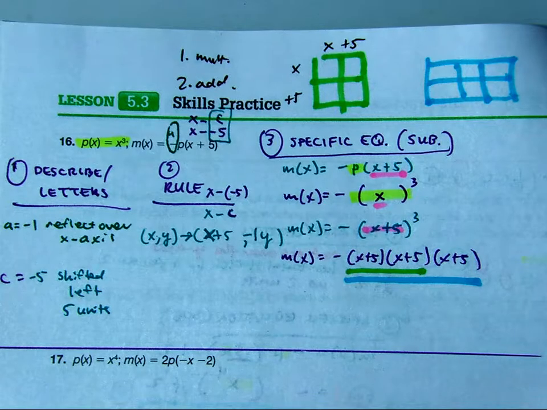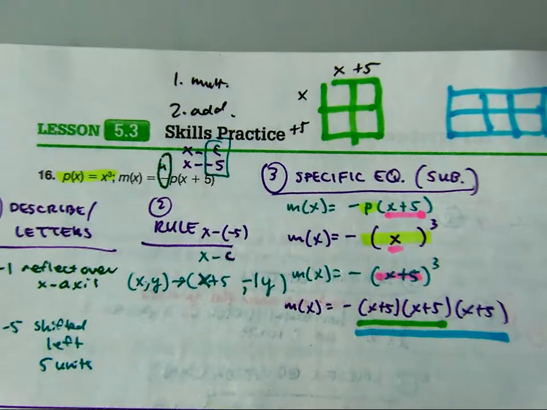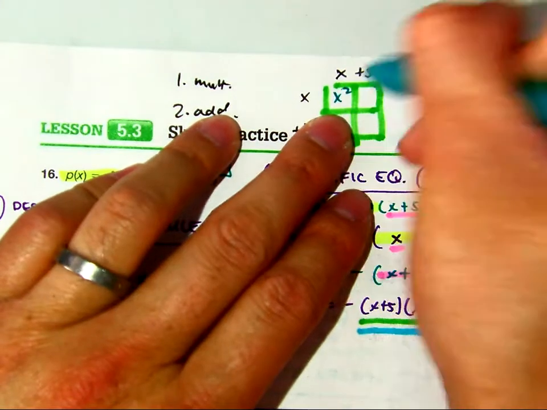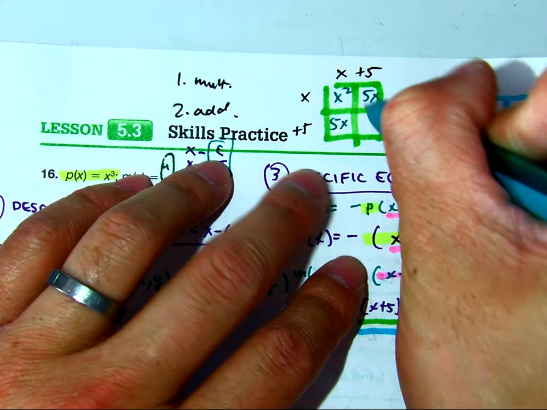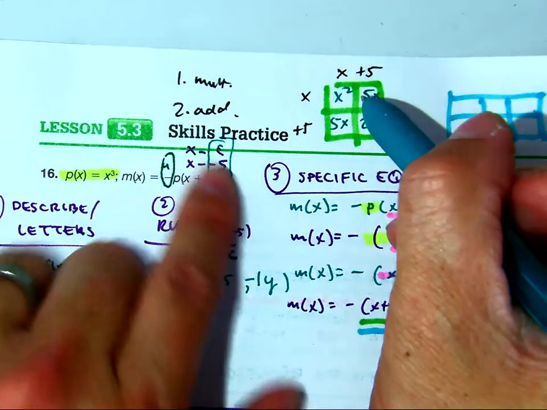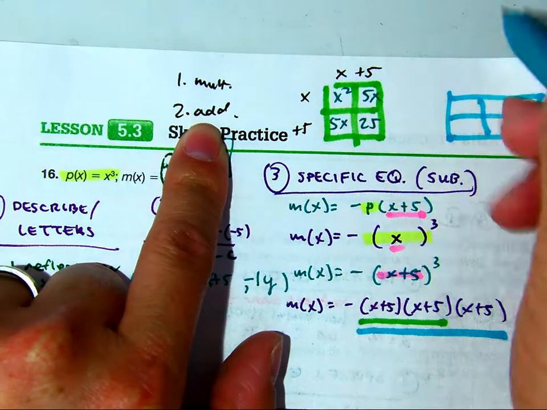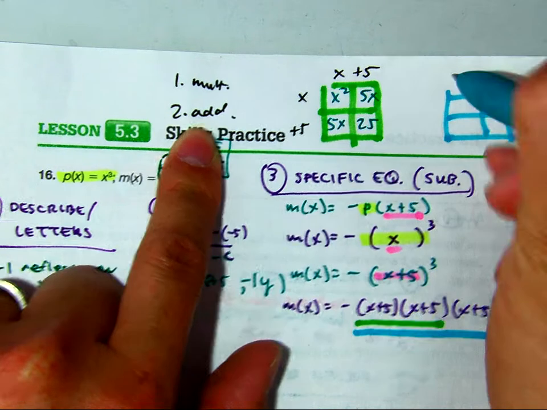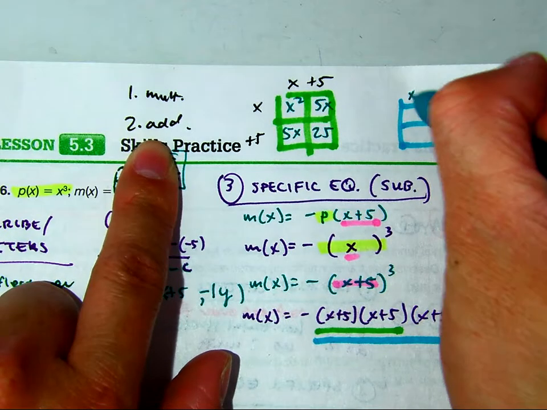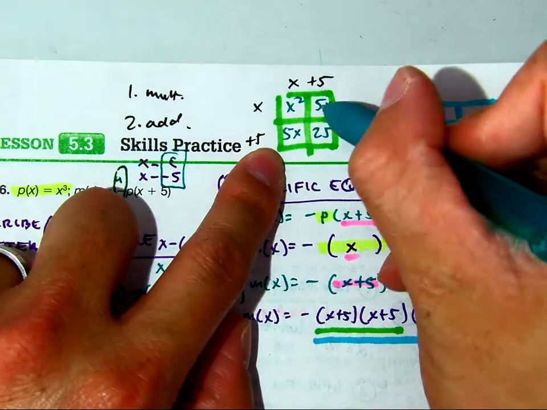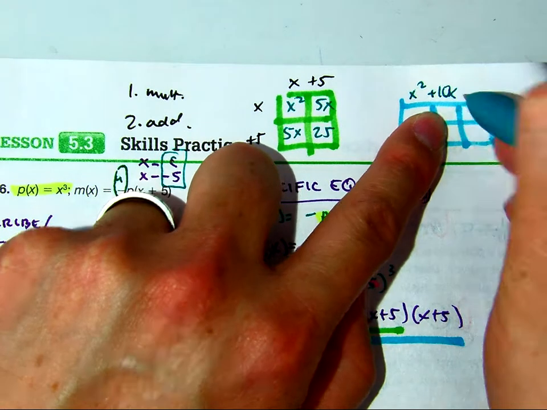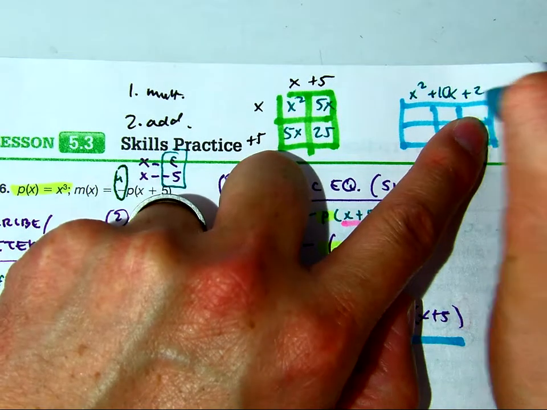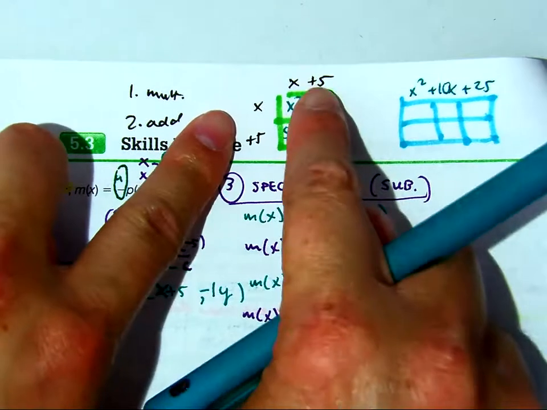Let's multiply together. X times x is x squared. So now, if I add or combine like terms, my answer is what? X squared. 5x plus 5x is 10x, positive, plus 25. So in green, I multiplied 2 of those.